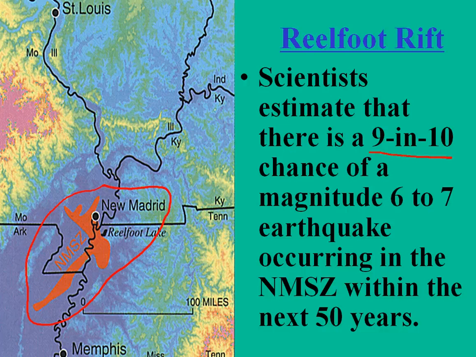So in the next 50 years, when could it occur? It could occur right now. Did you feel it? How about right now? Did you feel it? Well, it might not occur right now. It might occur tomorrow. It might occur next week. It might occur in 50 years. And there's only a 9 in 10 chance that it could happen within 50 years. It might be 75 years. We just don't know. It's hard to predict earthquakes.